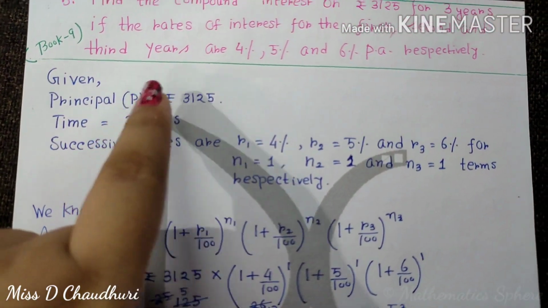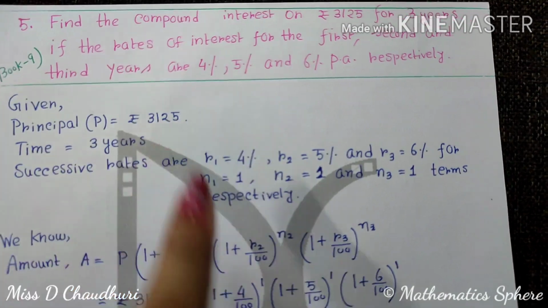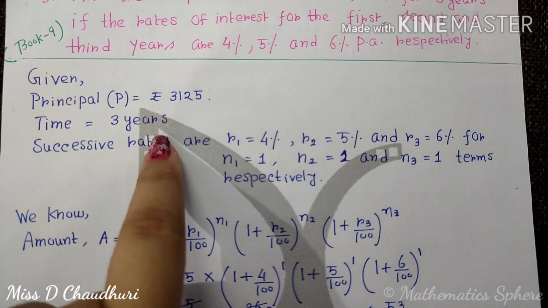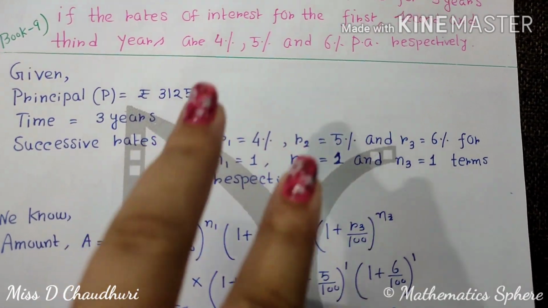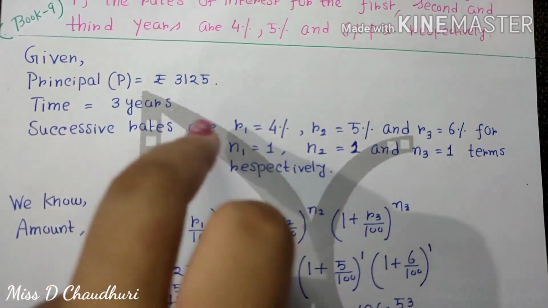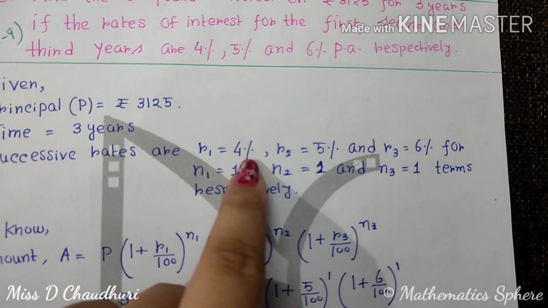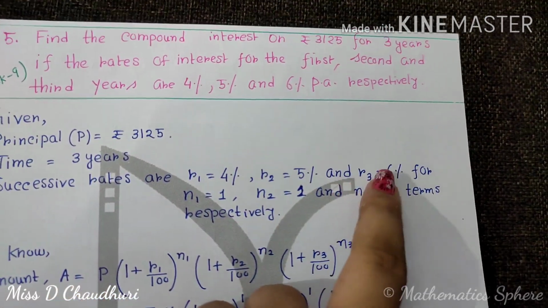So principal is 3125, this is clear. Now the time is 3 years. Okay, but here is one difference. Here we are not going to take n, we are going to take 3 n's. When successive rates are R1 we are considering as 4%, R2 5% and R3 6%.